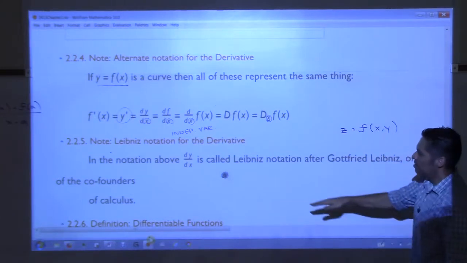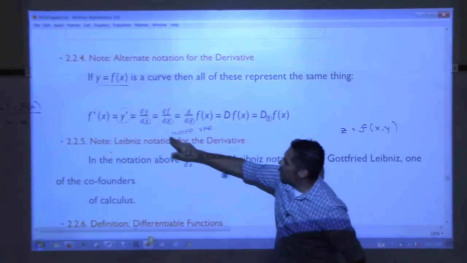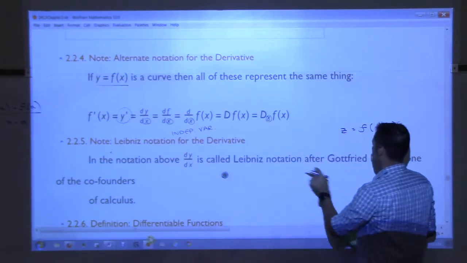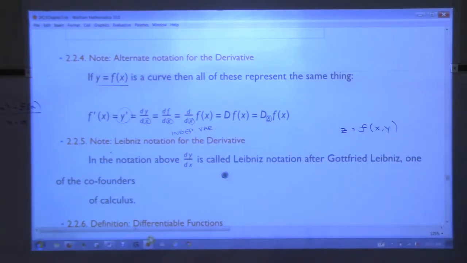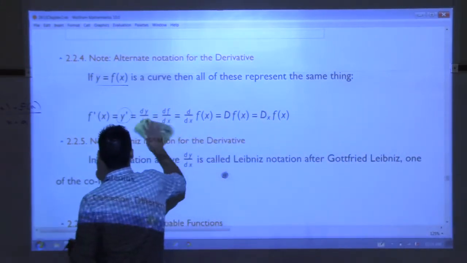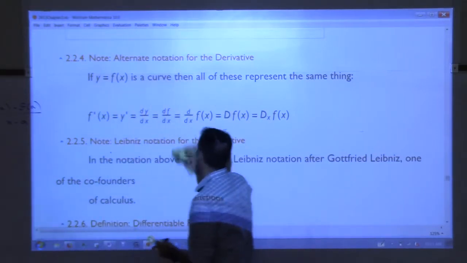All right, so this notation, when you have dy dx, df dx, d dx, all of that is called Leibniz notation, named after Gottfried Leibniz, one of the co-founders of calculus. And we'll see later on that his notation is actually pretty good for some applications. It's better to have his notation.